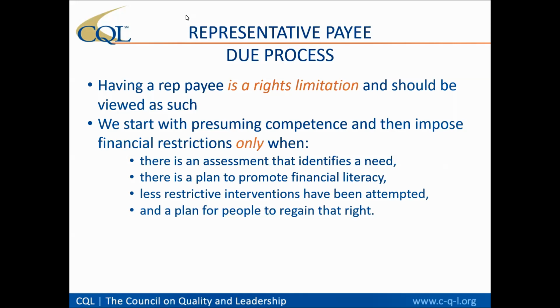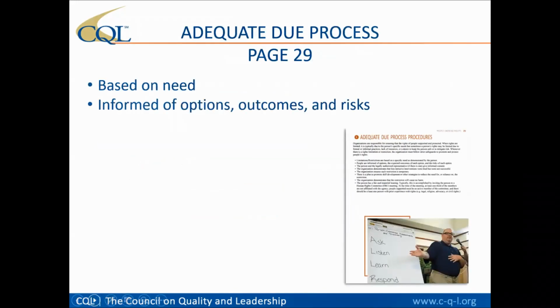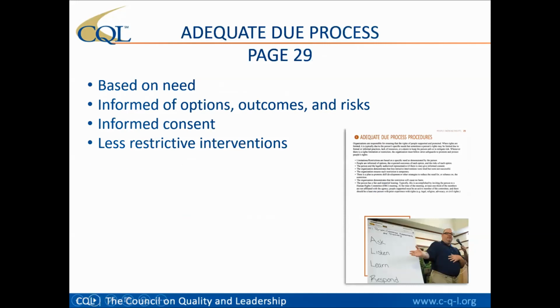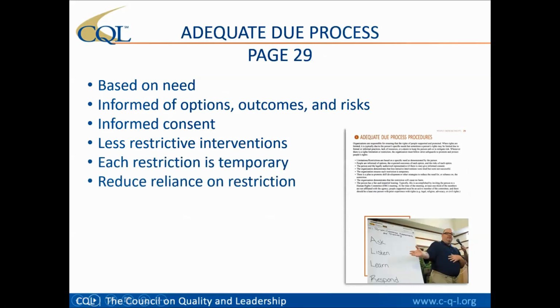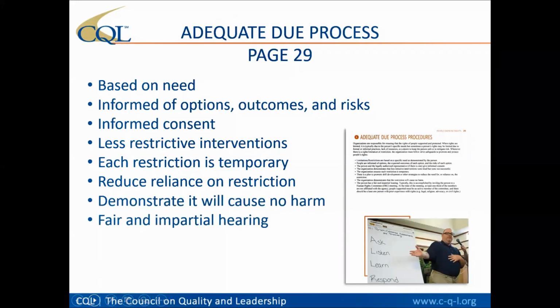Next slide, please. So let's talk for a minute about adequate due process. On page 29 of your POM manual, we give some direction around adequate due process. And the first thing we want to chat about is that the restriction is actually based on need, that the person needs the restriction, that it's not for staff convenience or because a parent said so or because the agency thinks it's the best thing for the person. It actually has to be based on need.